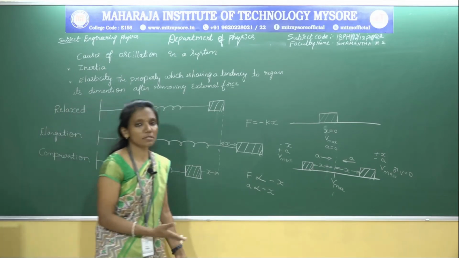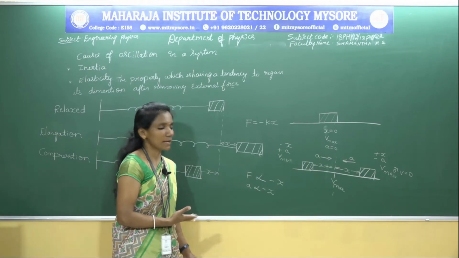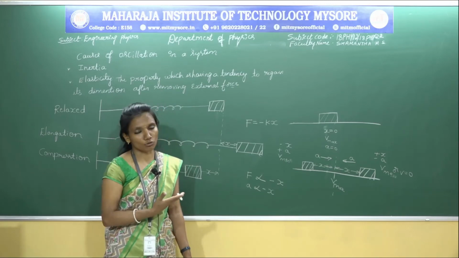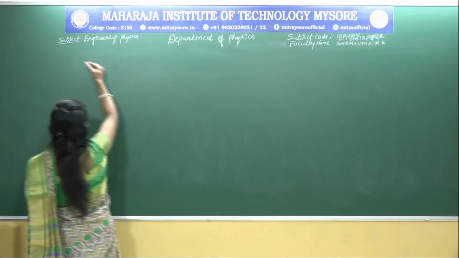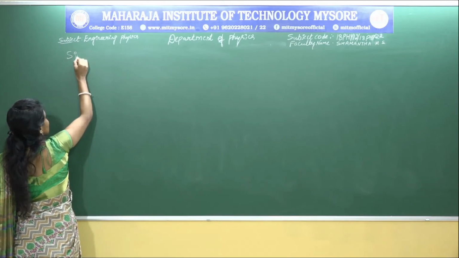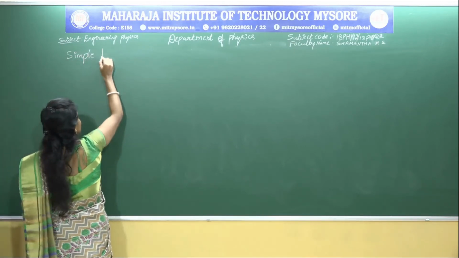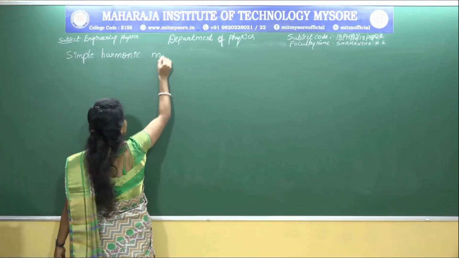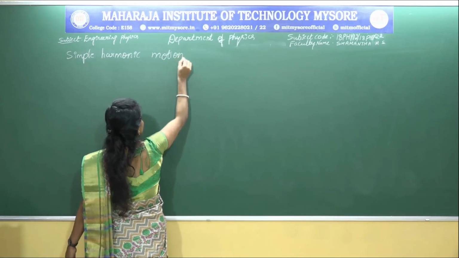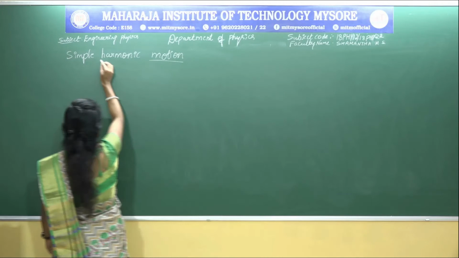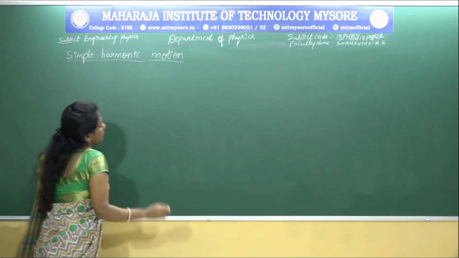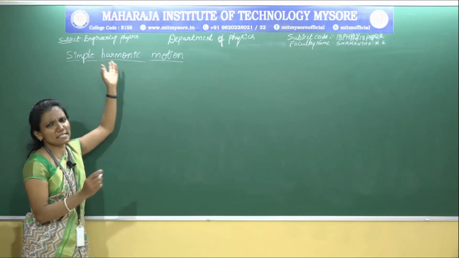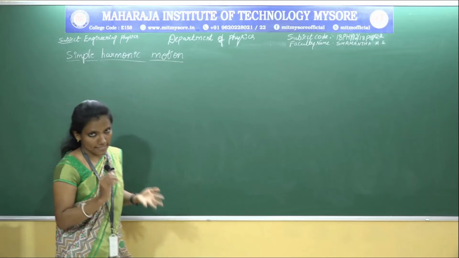So these are the causes of the oscillations we observe. Next we are going to study mechanical oscillations, and that is very important: simple harmonic motion. So the next concept is simple harmonic motion. The heading itself indicates that this is a very simple to and fro motion that takes place.